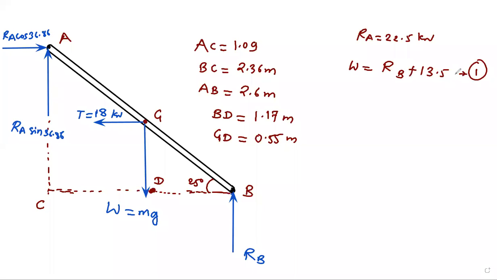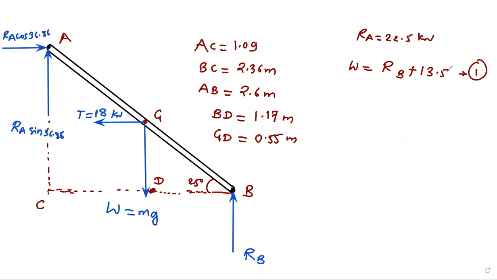Now we have to find out W, that is nothing but the weight. After that, we will find out the mass, because in the question it is asked to determine the mass of the pipe. So we will find out M. Before finding M, we will find out W. Then from W, we will get the mass of that particular pipe.